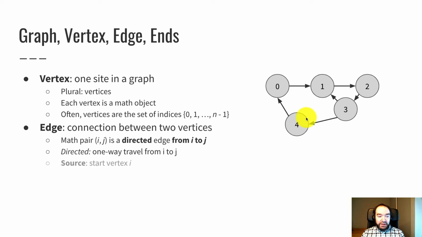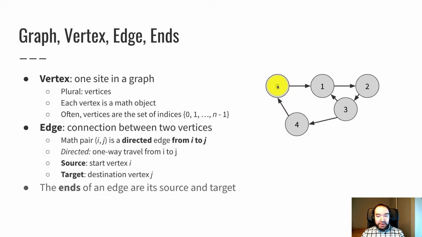We call the i the source vertex, the origin of the edge. And j is the target of the edge. It's where the edge ends. We use the word ends to refer to both the source and target together. Sometimes it's convenient to talk about both of the vertices that an edge touches, and we call those the ends. So this edge I've been pointing at, the ends of that edge are 4 and 0 together.